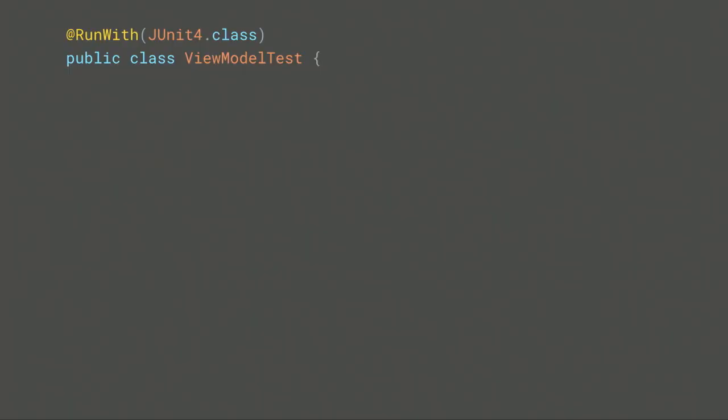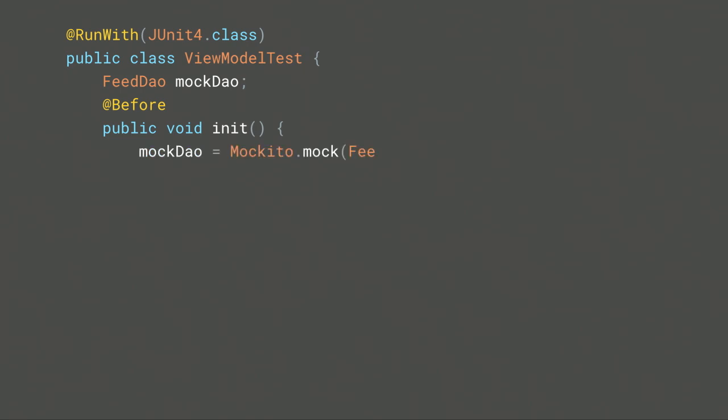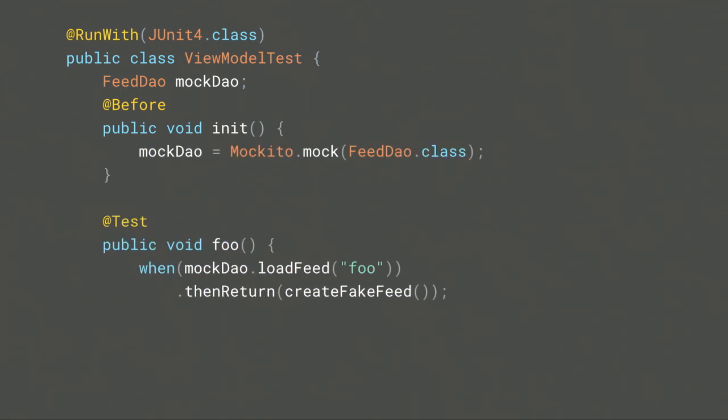So if you have a view model that you want to test, first of all, you can test view models on your computer. You don't need to run them on the device. You can create a mock of that DAO. You can just use Mockito to mock it. And then you can write a test like this: when load feed with this parameter is called, return these feeds. Because it's just a Java interface, there is not even any mention of database there. So it's all very well abstracted without you doing anything.